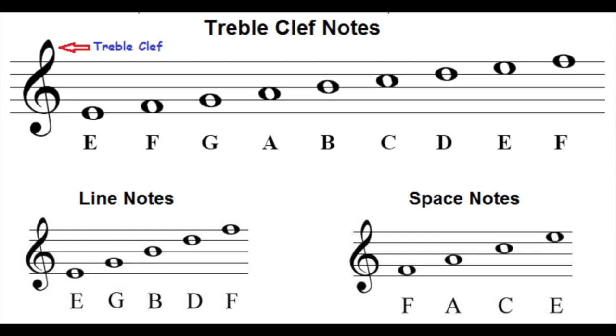Okay? So if you combine the space notes and line notes together, like at the top of the screen there, you will notice that basically spells the alphabet, like E, F, G, A, B, C, D, E, F, and so on. So it goes up higher and higher, and it goes lower and lower. Okay? So we're going to go ahead and take a look at how this translates to the piano.